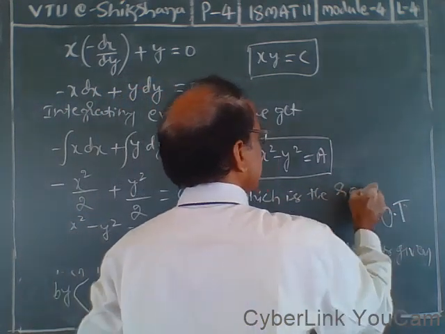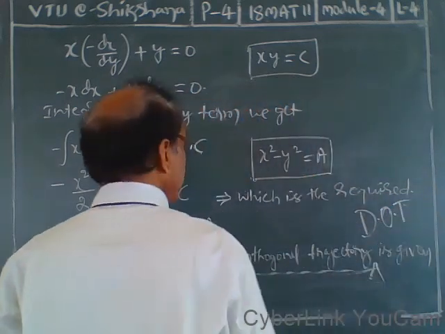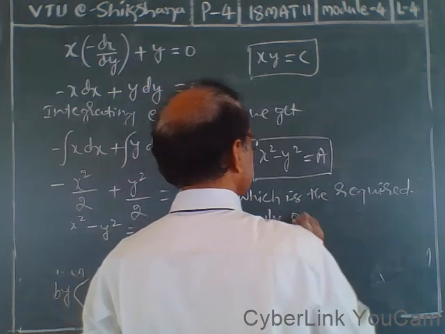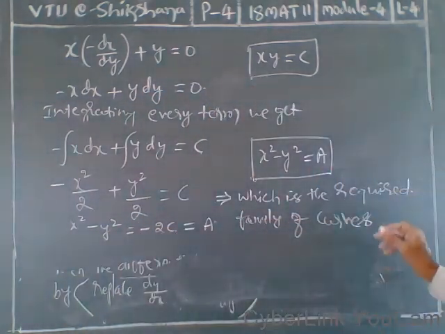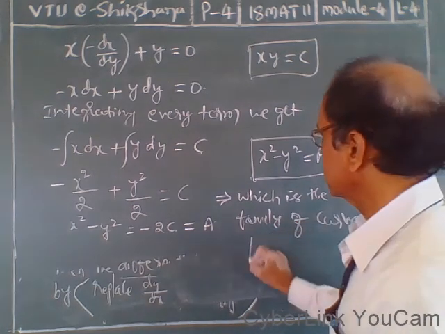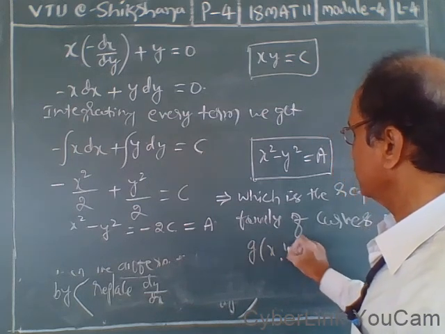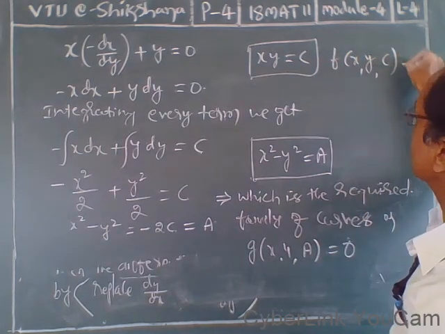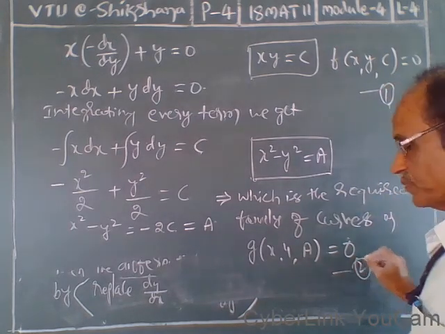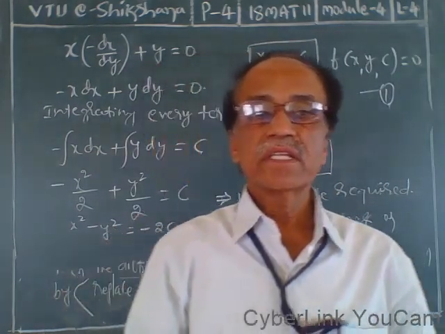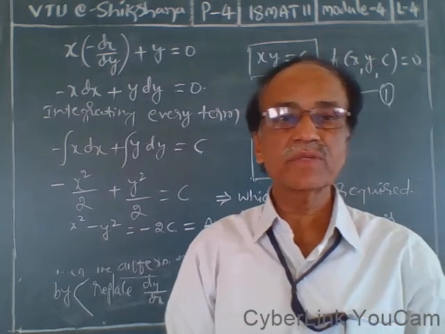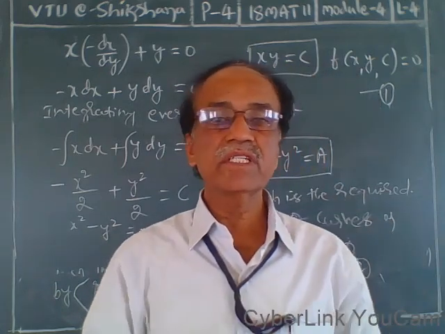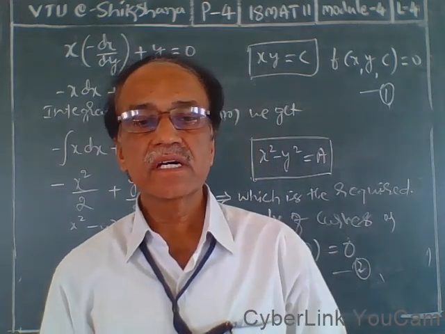which is the required family of curves, or you can call it g of x comma y comma capital A is equal to 0. This is f of x comma y comma c equal to 0. This is 1 and this is 2. These two are orthogonal to each other when the angle of intersection between these two curves, that means each member of the first family of curves, will cut the corresponding member of the family of curves given in equation 2 at 90 degrees. So we call this one orthogonal to each other.